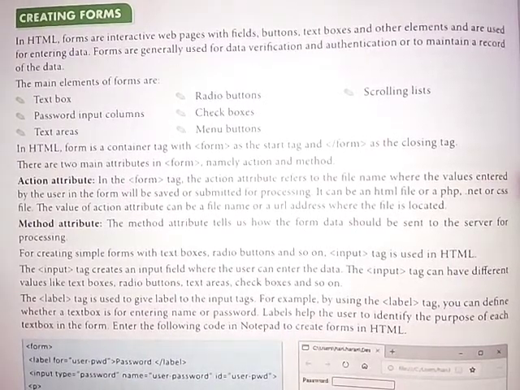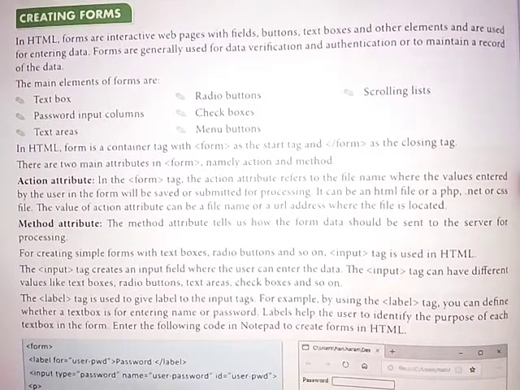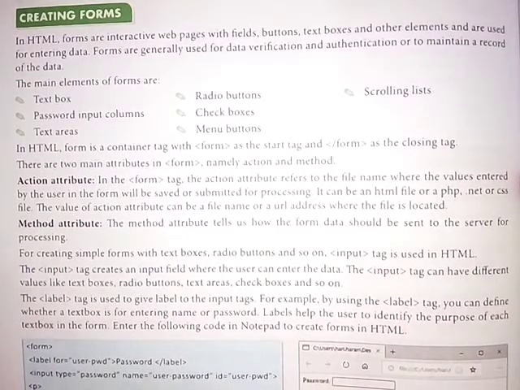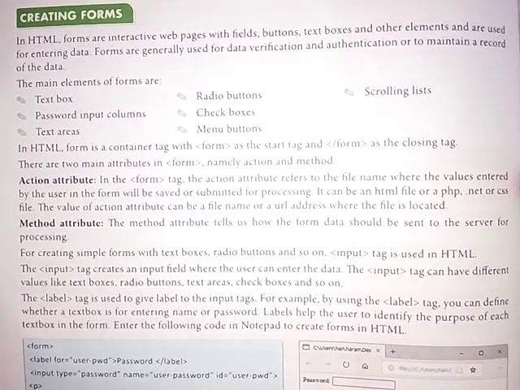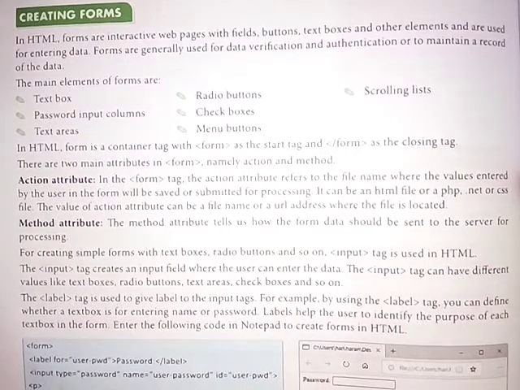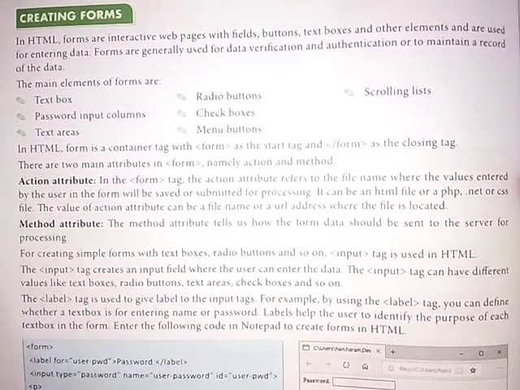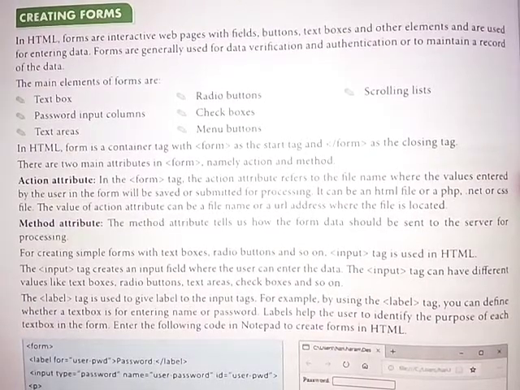The label tag is used to give label to the input tags. For example, by using the label tag, you can define whether a text box is for entering name or password. Labels help the user to identify the purpose of each text box in the form. Enter the following code in Notepad to create forms in HTML.